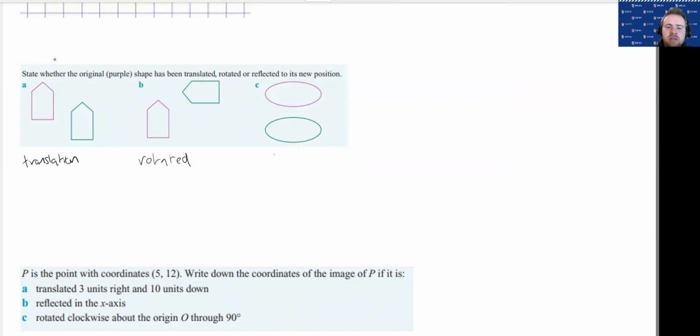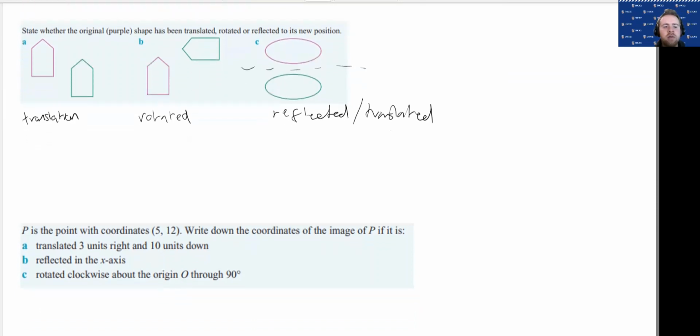Now, because it could have been translated too, that's actually either or. Reflected, we could have had a mirror here, or because it's symmetrical, we can't actually tell. So this could have also just been translated. It could have just been slid down too. Either is fine for that one.